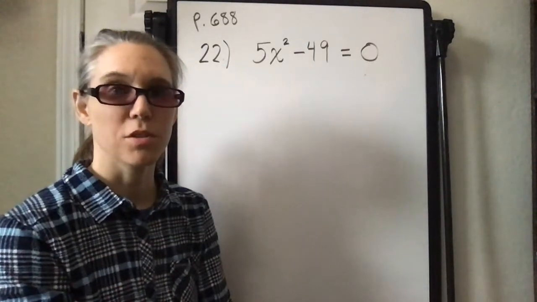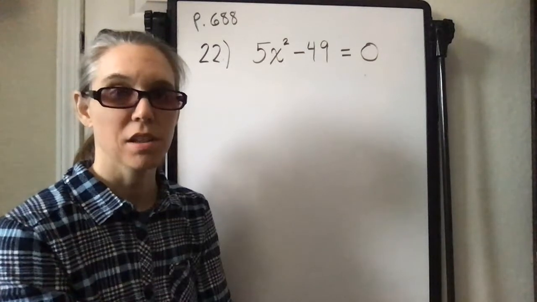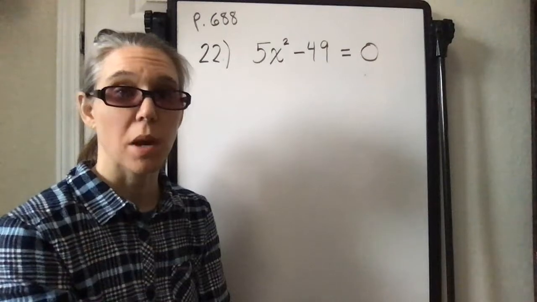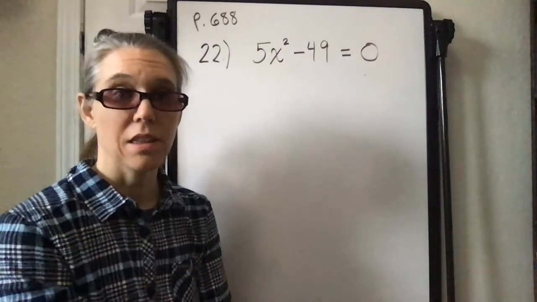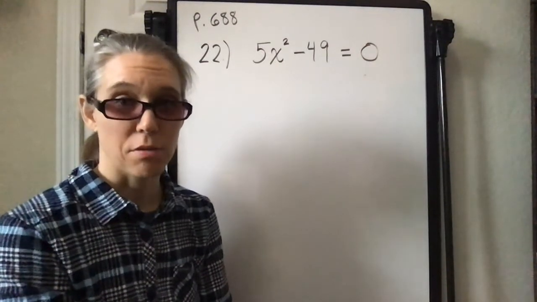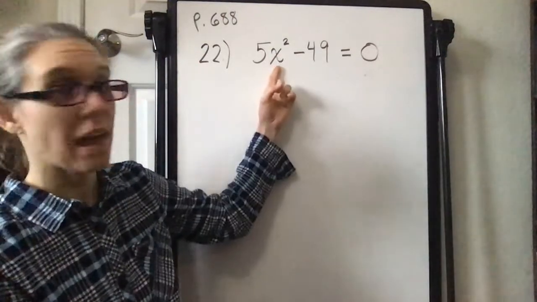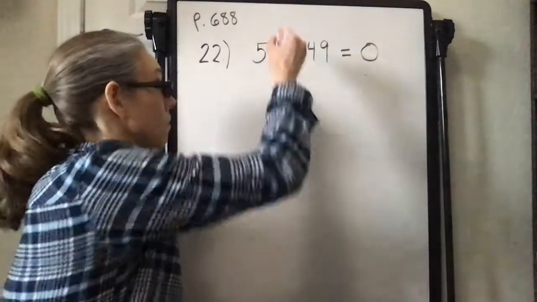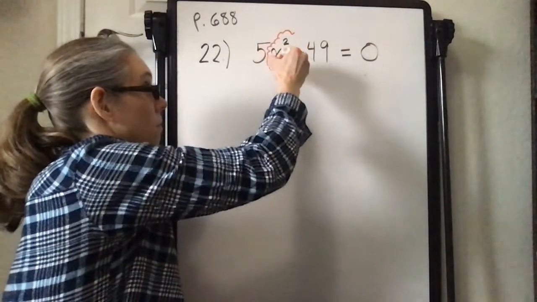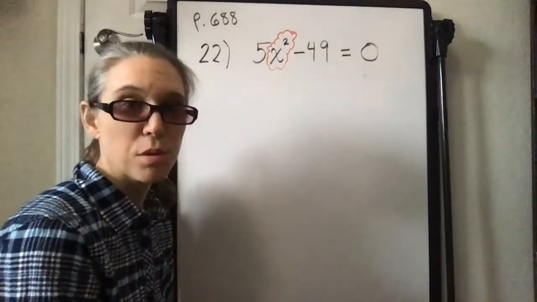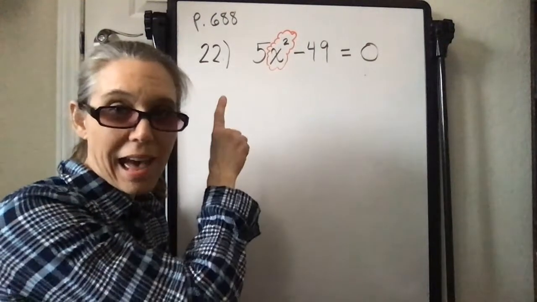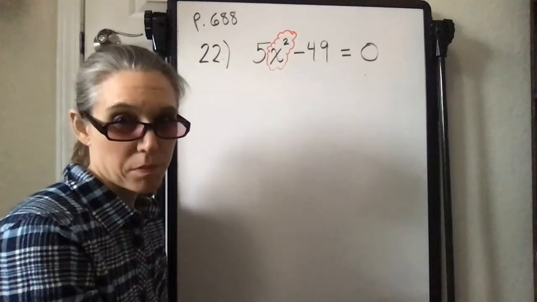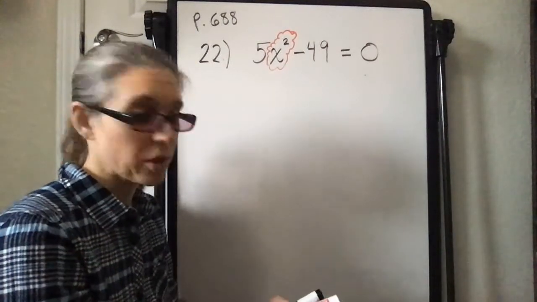My next example is from page 688 of the textbook, number 22. The first step is to get the perfect square all by itself. Get the variable by itself. So here, x squared is the perfect square. Okay, that is the perfect square. We want to get that all by itself before we apply the square root property. So what that means is that we first add 49 to both sides.